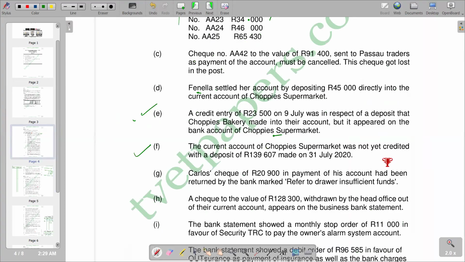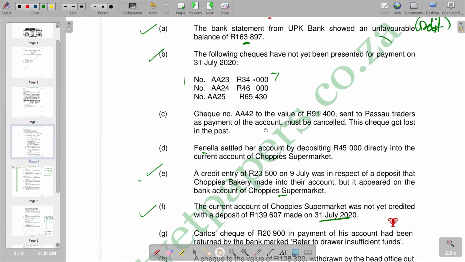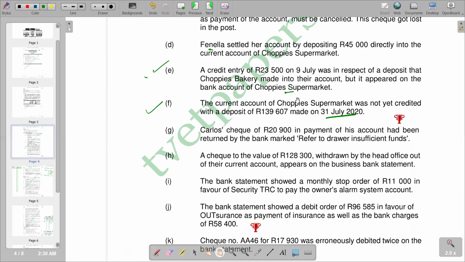The current account of Chopis Supermarket was not yet credited with a deposit of 139,707 made on 31 July 2020. 31 July 2020, we go back there and check where our period is ending. It's also ending on 31 July 2020. So it means this deposit was made on the last day of the period. So obviously it's not yet processed in the bank. So we need to put it on the bank reconciliation by putting it on the credit side. Remember, deposits, we put them on the credit side of the bank statement. So we're going to put it as an outstanding deposit, 139,607 on the bank reconciliation statement.